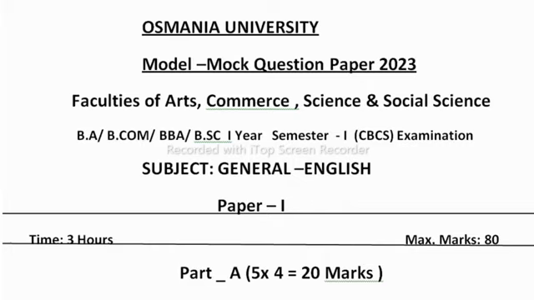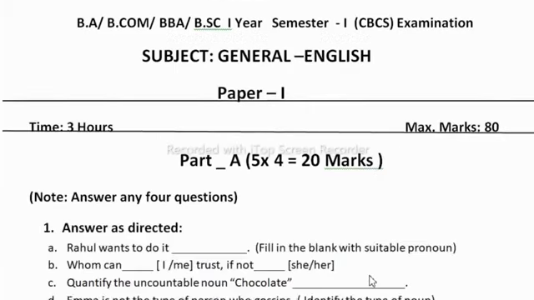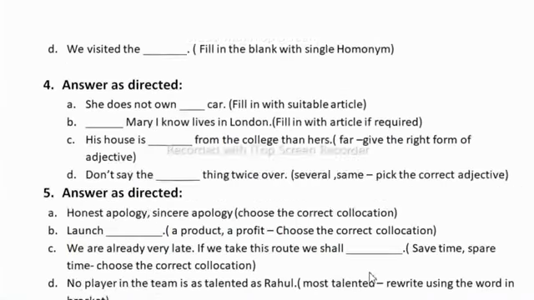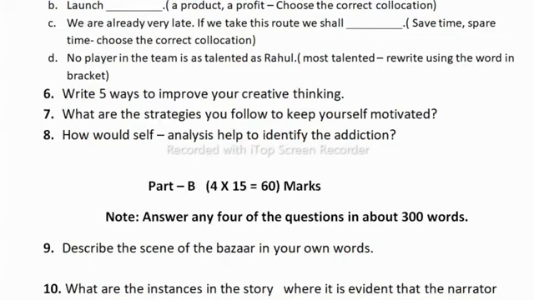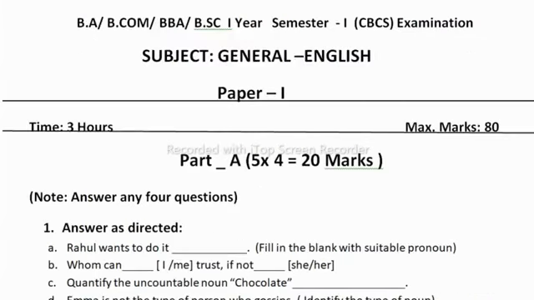In today's video, we are going to discuss the Degree First Semester Regular Examination 2023 English Model Paper prescribed by Osmania University. The paper has two sections, Section A and Section B, Part A and Part B, and the time allocated is 3 hours.